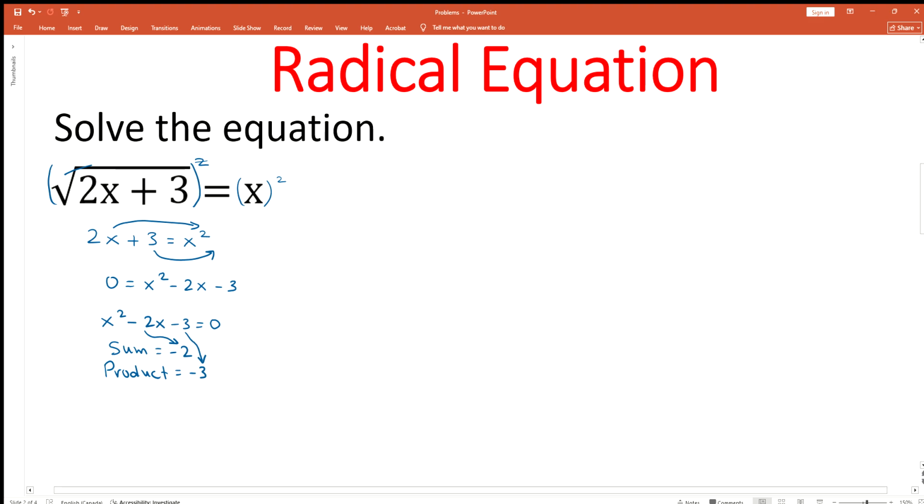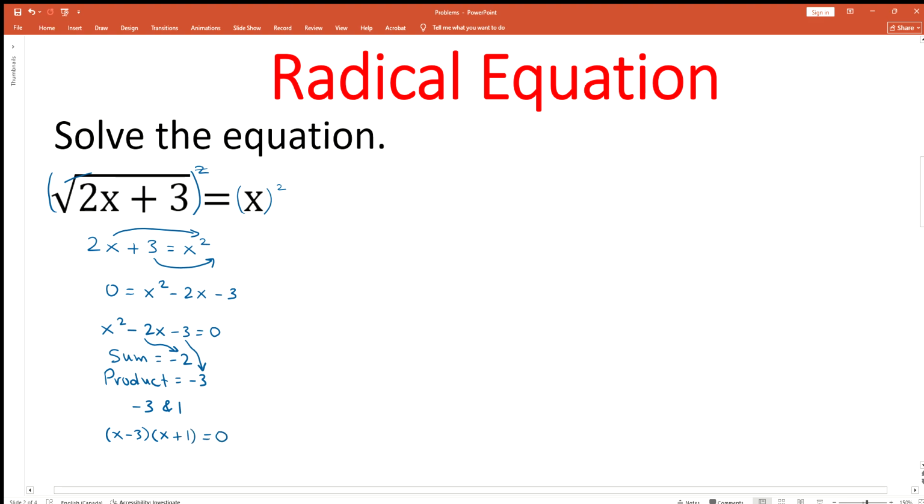The two numbers that satisfy these two requirements are negative 3 and 1. We can use these two numbers to write the simple trinomial in factored form. The factored form is x minus 3 times x plus 1 equals 0. Now we can set these factors equal to 0 and solve for x.